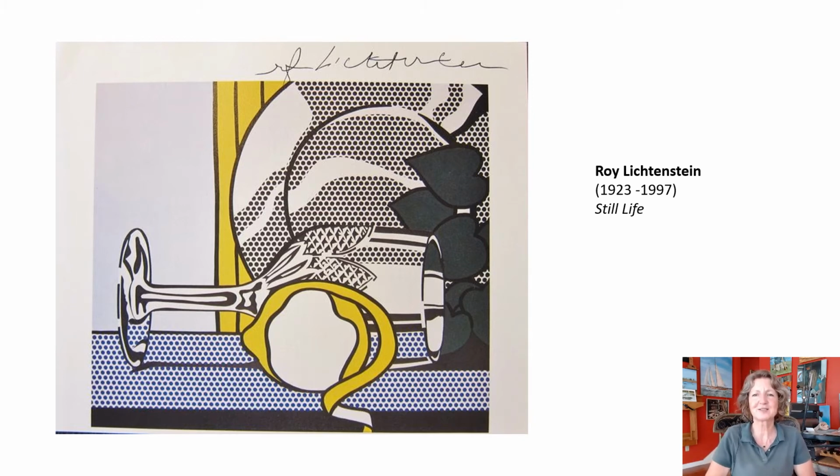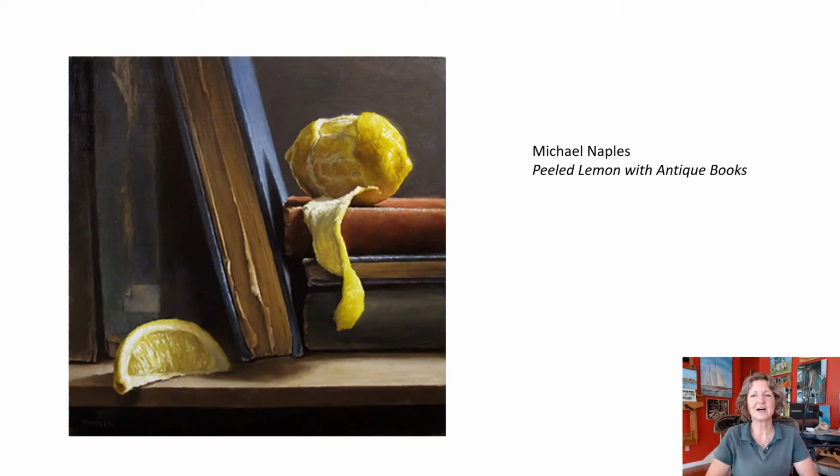So here we have Roy Lichtenstein with a still life, one of his prints, and so this is hundreds of years later, but involving the same kind of theme. And here we have Michael Naples, who did a painting, Peeled Lemon with Antique Books. And I love this because the lemon is obviously, it's been sitting there for a while. So he was probably painting this from life. And that lemon is definitely showing the fact that it's on the outs rather than being nice and fresh. And I think that goes really well with the antique books.